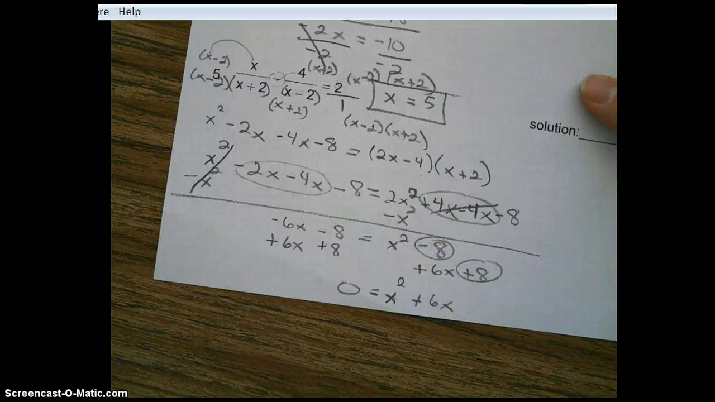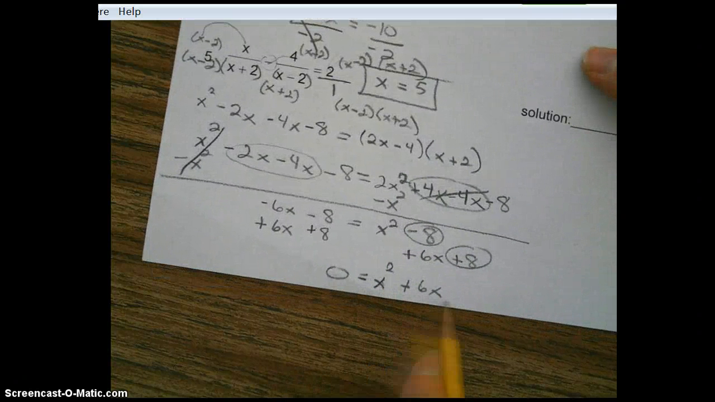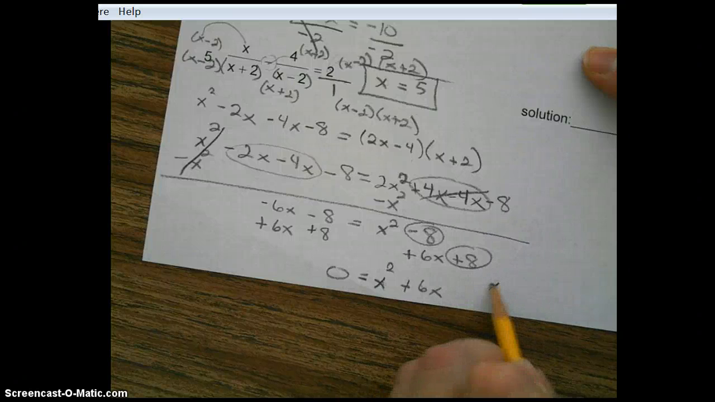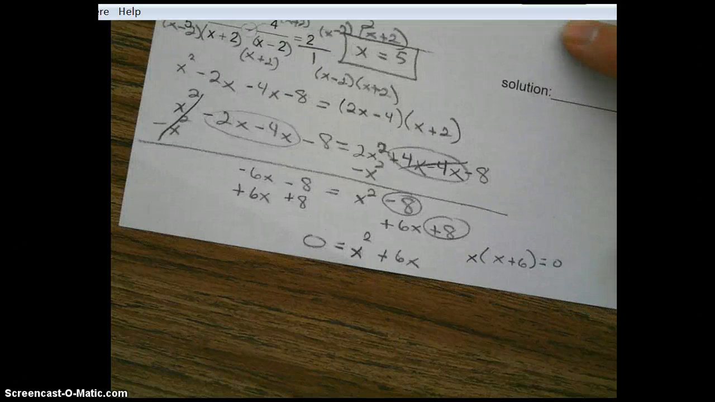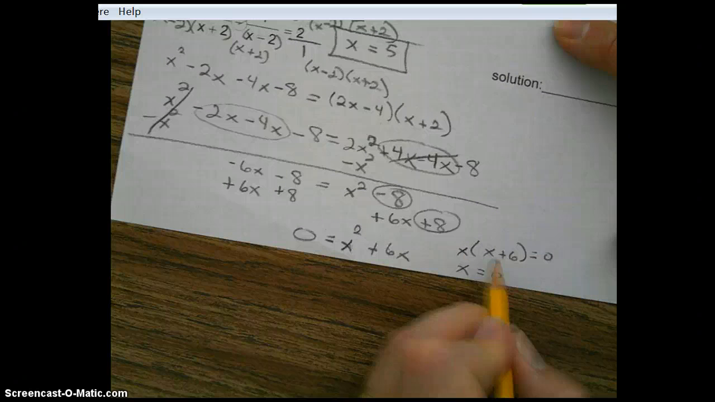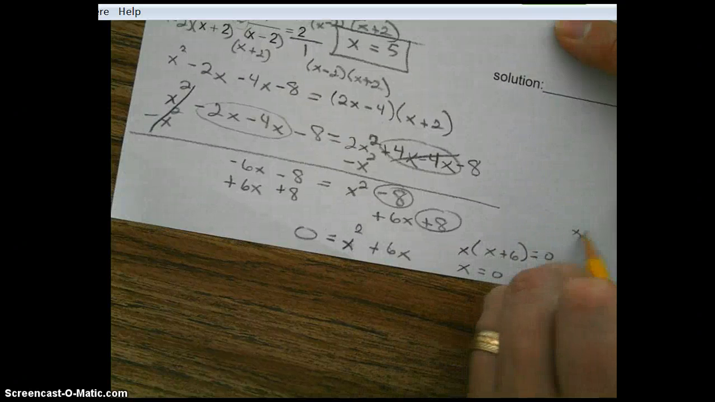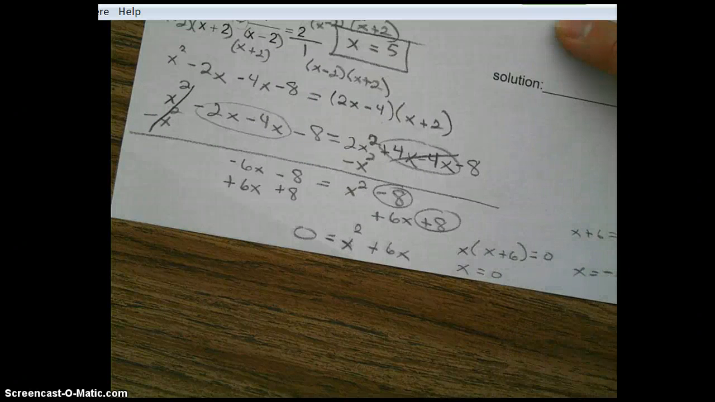All right, I'm down to 30 seconds. Solving this, factoring, factor out an x. Set each factor equal to 0, so x equals 0. And x plus 6 equals 0, so x equals negative 6.